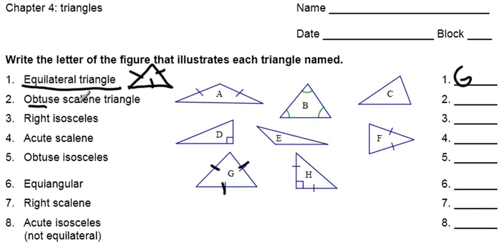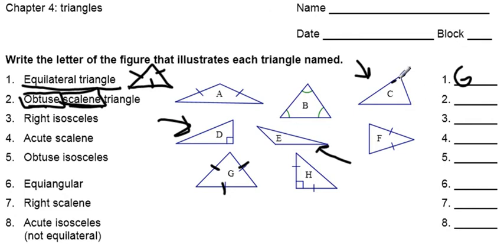An obtuse scaling triangle. This has two classifications. One is that one of the angles in the triangle is greater than 90. The other is that it's scaling, meaning none of the sides are marked congruent. So we need to find where an angle looks like it's obtuse and none of the sides are marked. None of the sides are marked here, none here, none here. Well, this has a right angle, so it's not obtuse.